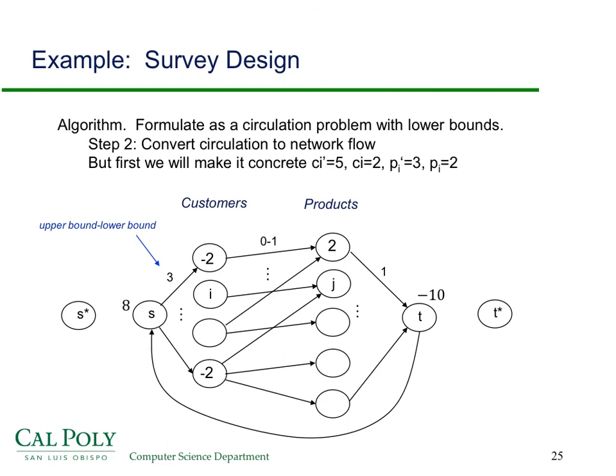So now what we'll do is introduce a new super source and a new super sink for this new circulation problem. So notice what we've done is we've started with the original model, converted to a circulation, then we have to convert it to a network flow, and that's what we do with these T, S star, and T star.